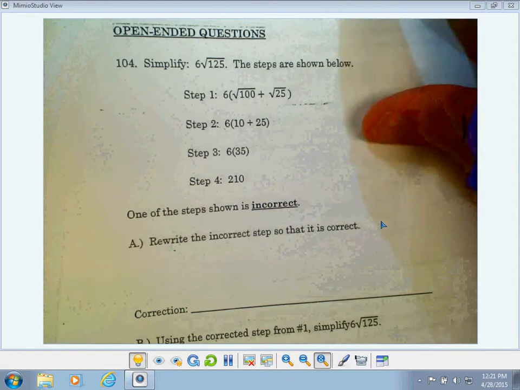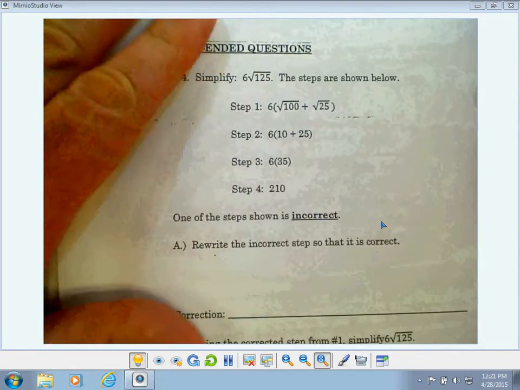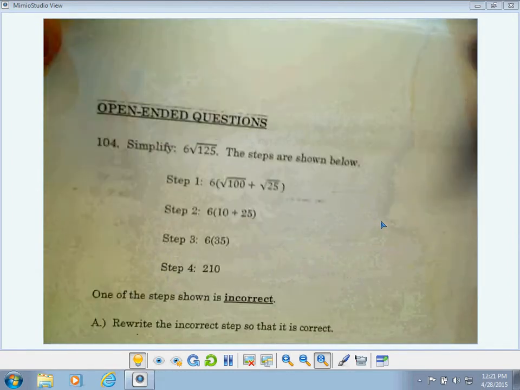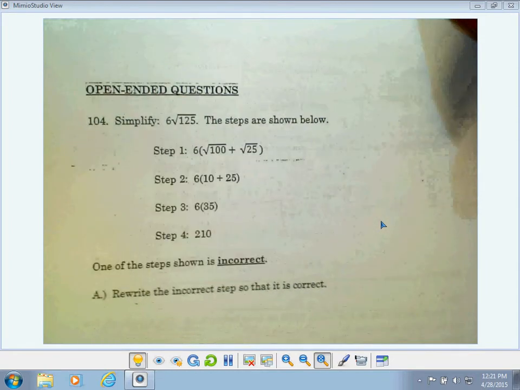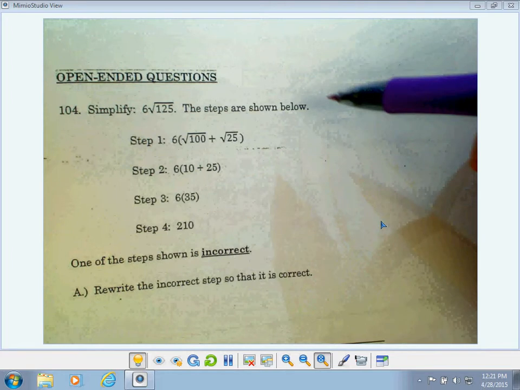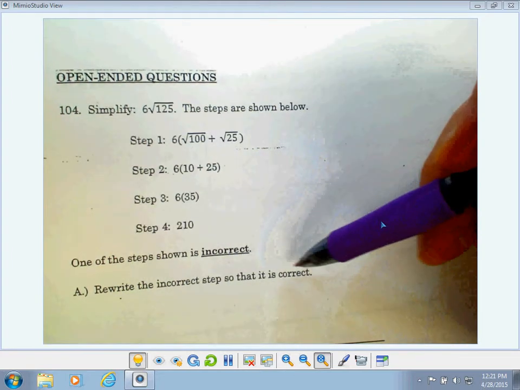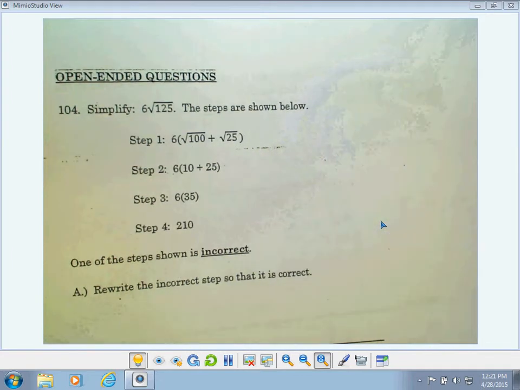So the only thing left are a few open-ended questions. So we'll go through those quickly and we'll see what happens. This one gives steps to simplifying the square root, and it says one of the steps shown is incorrect. Rewrite the incorrect step so that it is correct.